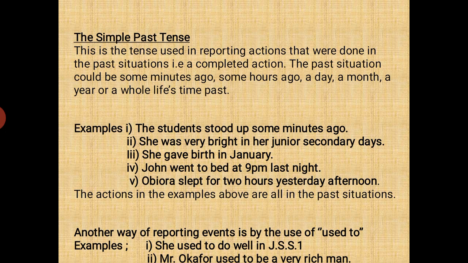2. She was very bright in her junior secondary school. 3. She gave birth in January. 4. John went to bed at 9 p.m. last night. 5. Obiora slept for 2 hours yesterday afternoon. The actions in the examples above are all in the past situation. You find out that all of them happened in the past, depending on the time tag.